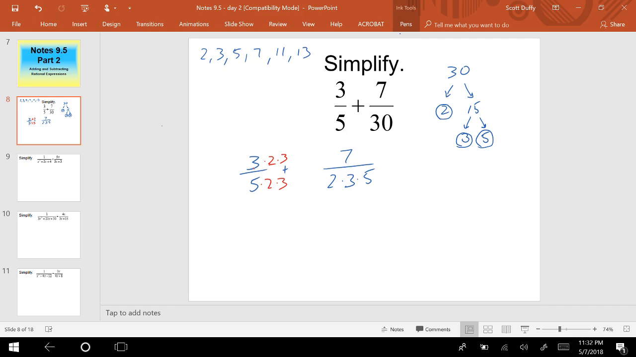Then you say, all right, top: 3 times 2 times 3 is 18, over 5 times 2 times 3, which is 30, plus 7 over 2 times 3 times 5, which is 30. What do you get? 18 plus 7 is 25 over 30. You can divide both those numbers by 5. 25 divided by 5 is 5. 30 divided by 5 is 6.